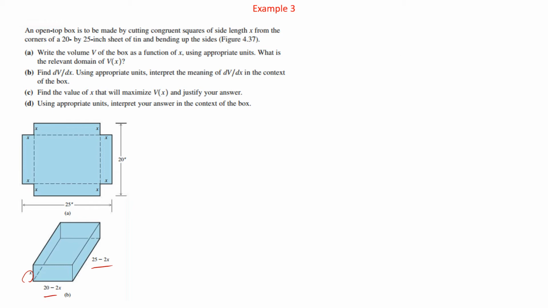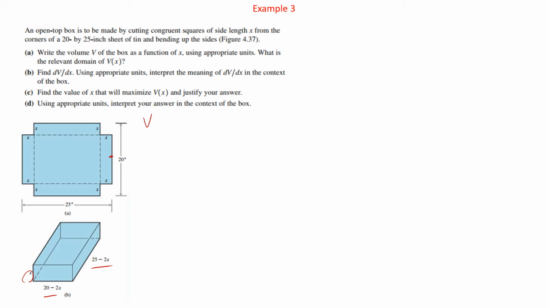So x is going to be limited, right? X has to be less than 10, otherwise 20 minus 2x is going to give us a negative number. And x has to be greater than 0 because, well, it's a positive value. But if it was 10, we'd just be cutting it in half right there, and that wouldn't do us any good. So, write the volume of the box as a function of x using appropriate units. What is the relevant domain?